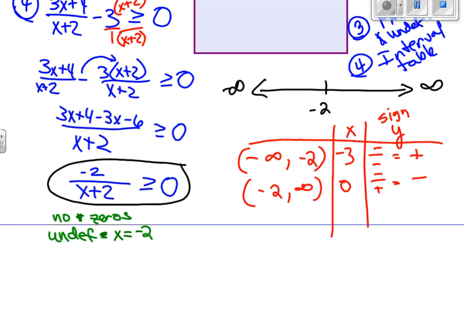So then up here on my chart, that was a positive. This was a negative. I'll revisit this. This is when it's greater than or equal to 0. So I want these positive ones.